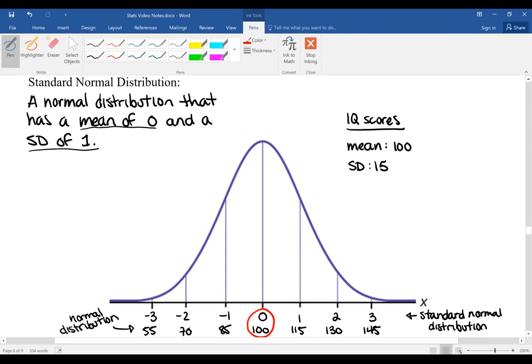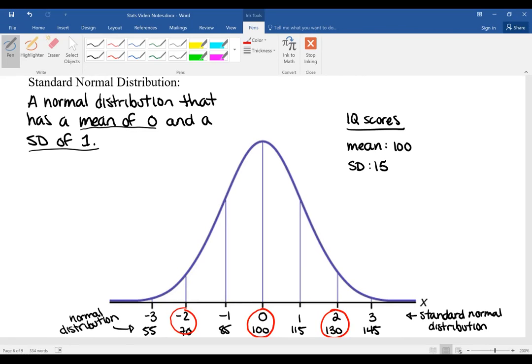I'm right on average. If someone told me you got -2 standard deviations away from the mean on the IQ test, then that means I scored 70. If I scored +2, then I scored 130 on the IQ test. All of these numbers going from -3 to +3 are just a way of standardizing. It's saying how many standard deviations away you are from the mean.